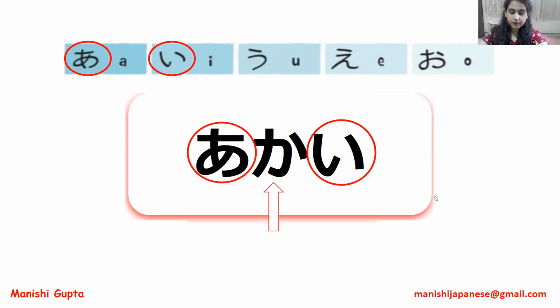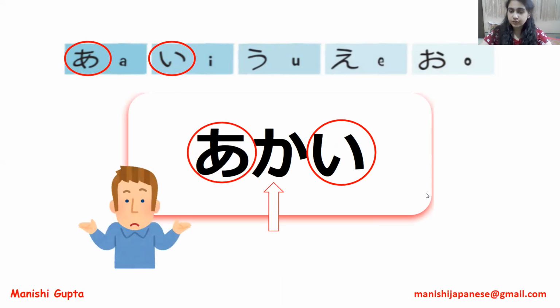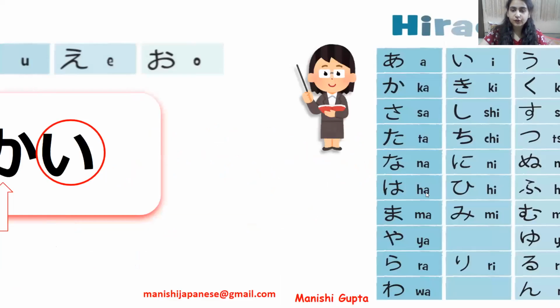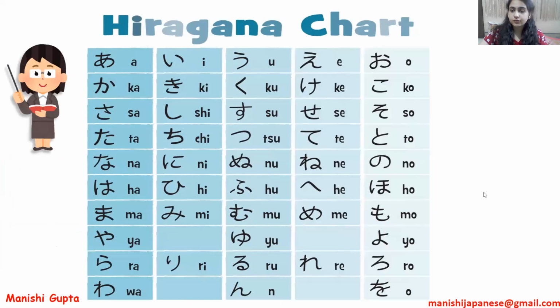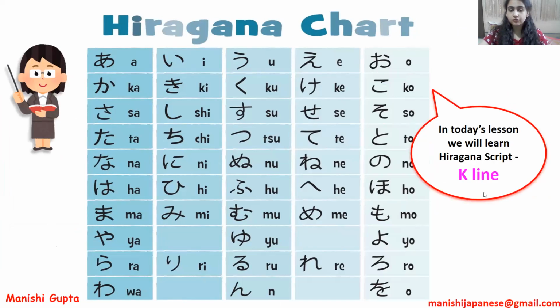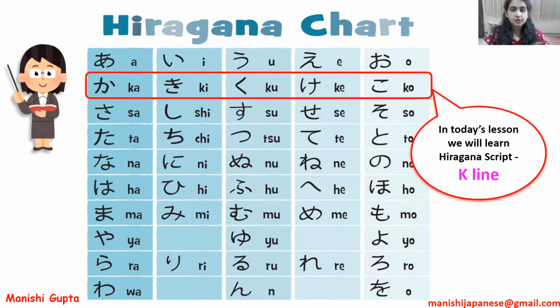And this one, we have no idea what this letter is, the second one. But I'll make sure that by the end of this video, you're able to not just read this particular letter, but this word as a whole and also the rest of the characters. So let's have a look at the Hiragana chart again. In today's lesson, we will be looking at the K line. So that is the second line, the K line.